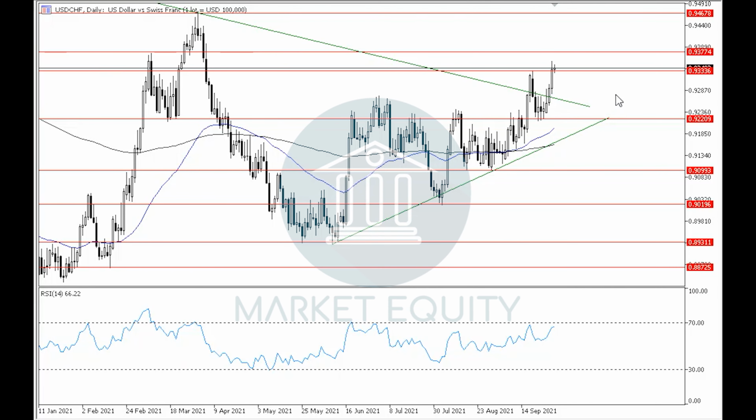which by rebounding upwards off of it will support the continuity of the uptrend in the 4-hour time frame as well as the daily time frame, and will continue to target around level 0.9375, then 0.9465 as primary targets in the uptrend in the daily time frame as well as the 4-hour time frame.